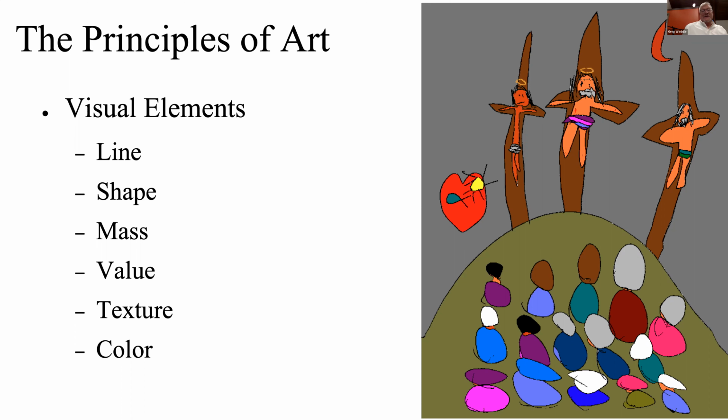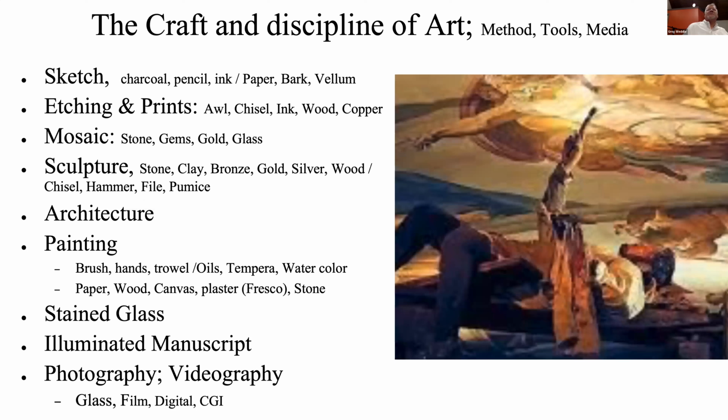All right. So craft and discipline. Again, we're going to go through examples of all these, but basically art is constructed of sketches, etchings and prints, mosaics, sculpture, architecture, painting, stained glass, illuminated manuscript, photography. You've got graffiti artists today. You've got all kinds of different art.